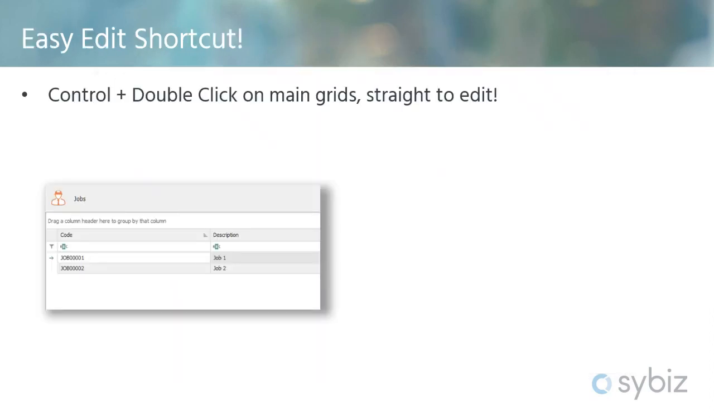This isn't actually a new feature, but it's something that I didn't even know existed until a couple of weeks ago. And I thought this was awesome, so I definitely had to include it. It's pretty recent, just not new to 24. If you're on any of the main grids, these are going to be our default grids. I've got jobs here as an example. And instead of double clicking, which will send you to the inquiry screen, you give it a quick control double click. That's actually going to take you straight to the edit screen.